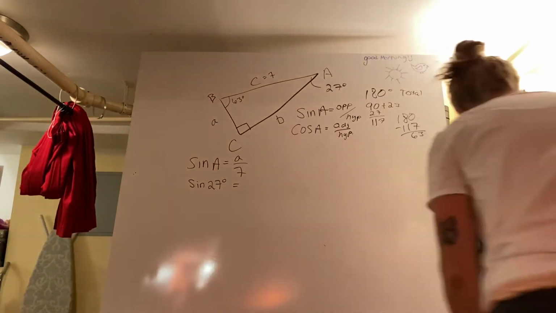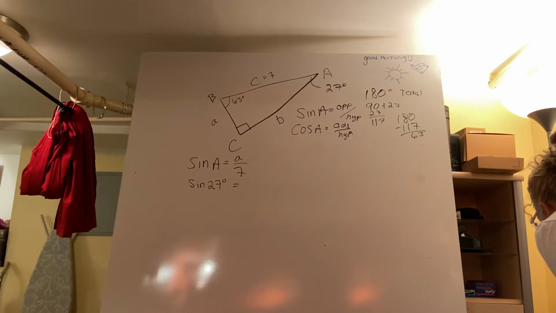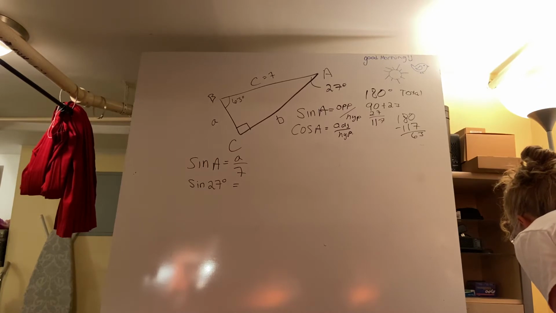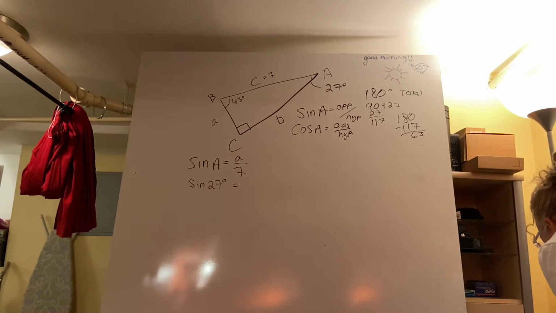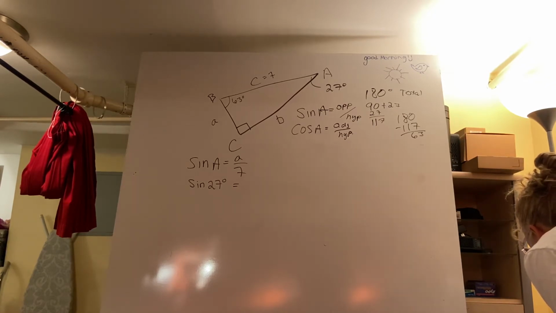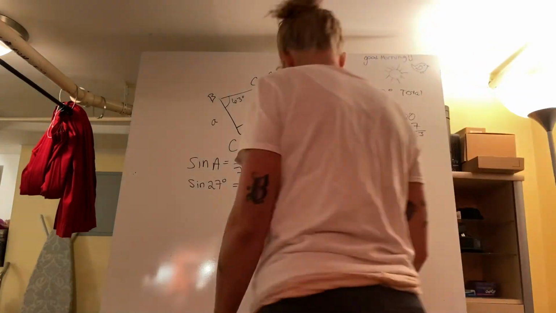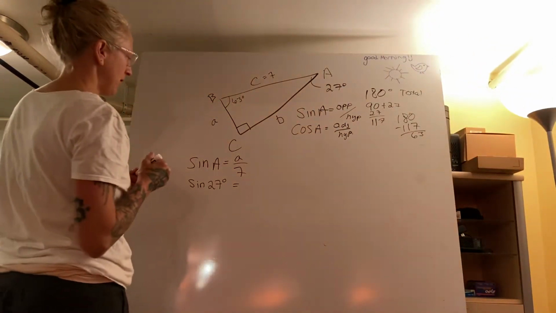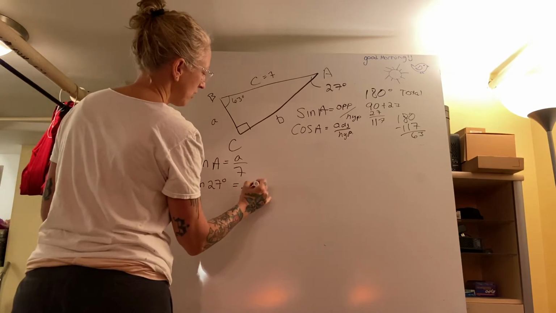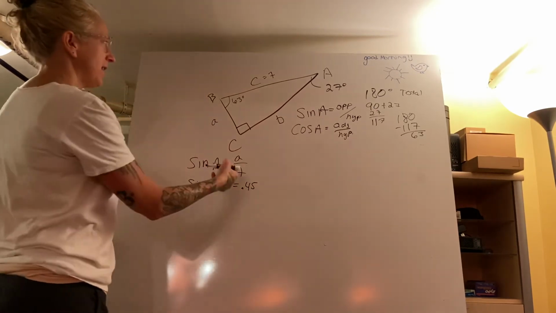All right, so usually I would say use your phone, but I'm going to type in sine of 27 degrees and see what it is. We're on degrees. So it's 0.4539. That's the only part that you have to be careful about when you Google it. You got to make sure. So I get 0.45.